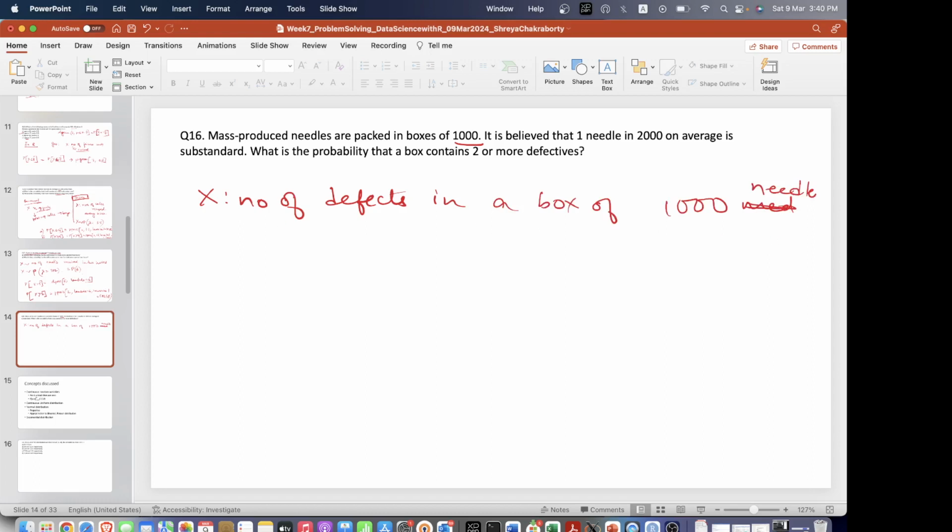So here what is my N? N is 1000, which is undoubtedly large, but still this is fixed. Even though my random variable is defects, I am calculating defects out of a box. If I define the event that getting a defective item is a success, then I am calculating the number of successes in 1000 trials. I am looking at 1000 needles.